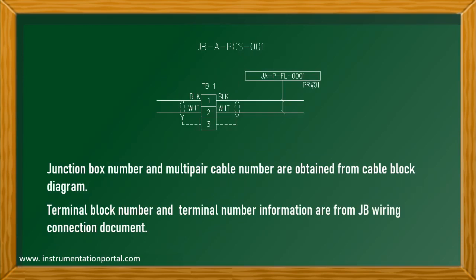This is the junction box section. Junction box number and multi-pair cable number are obtained from cable block diagram. Terminal block number and terminal number information are from JB wiring connection document.